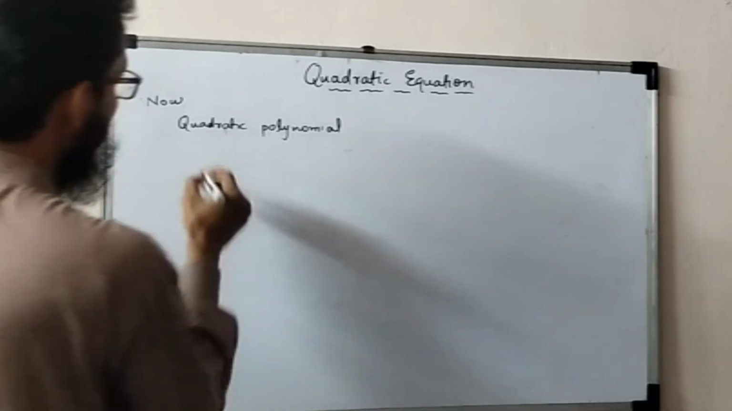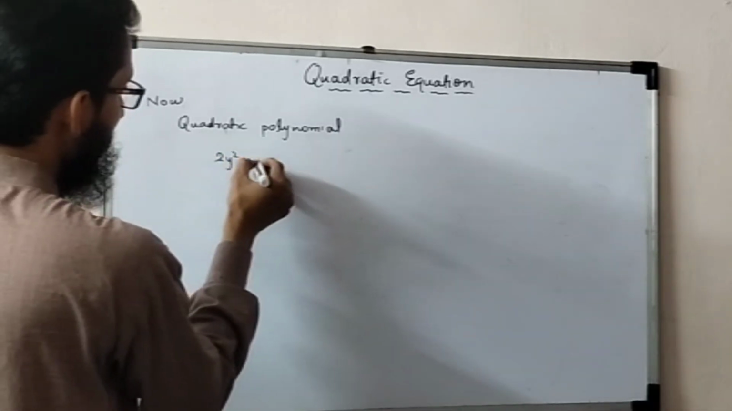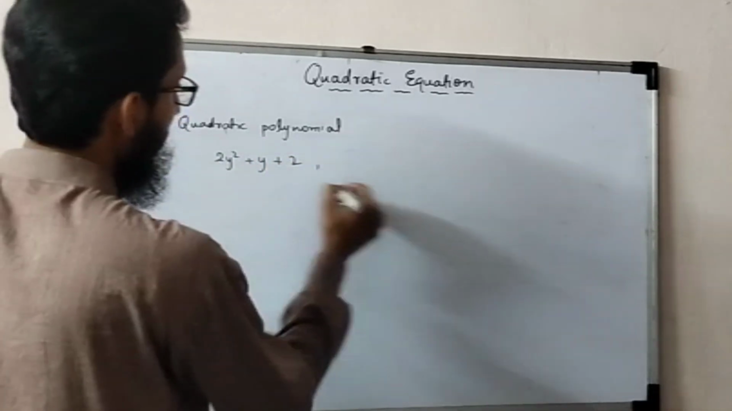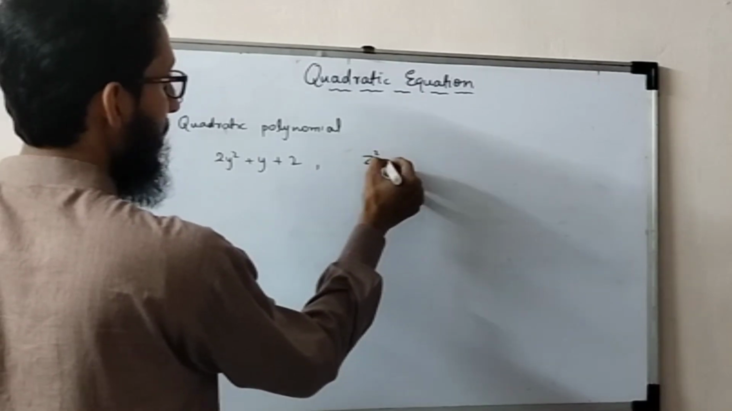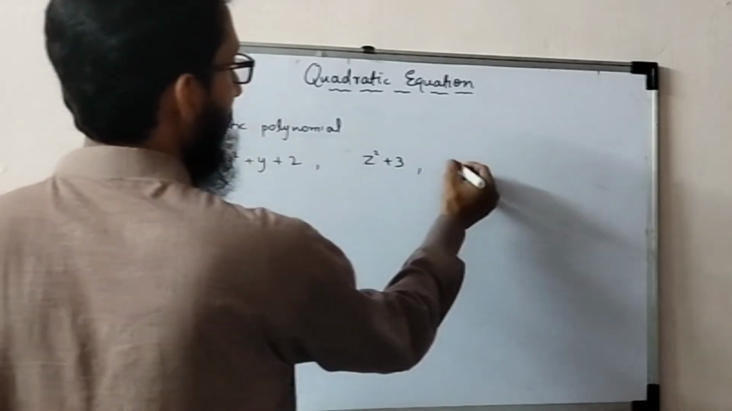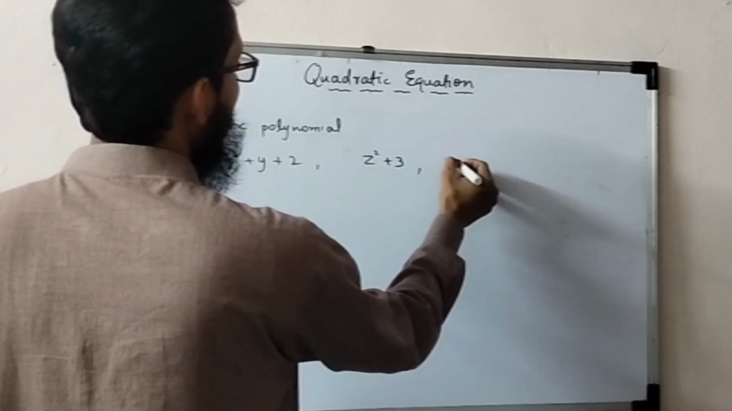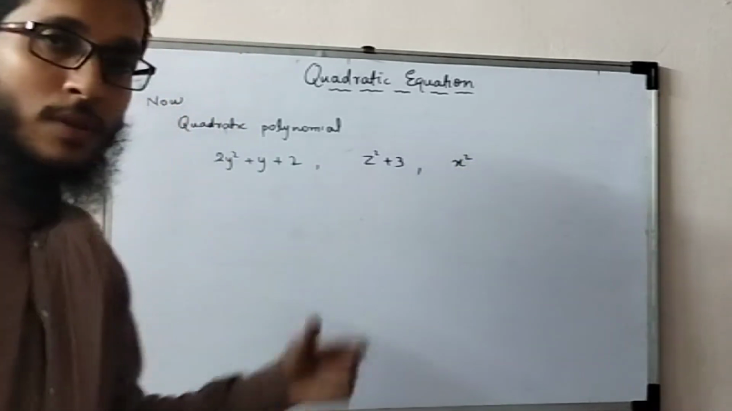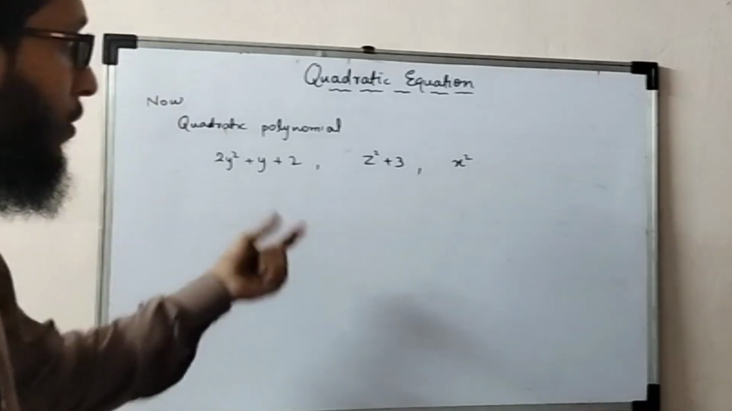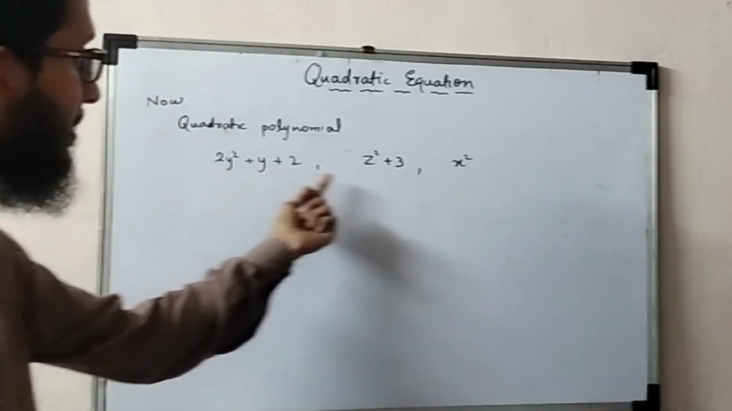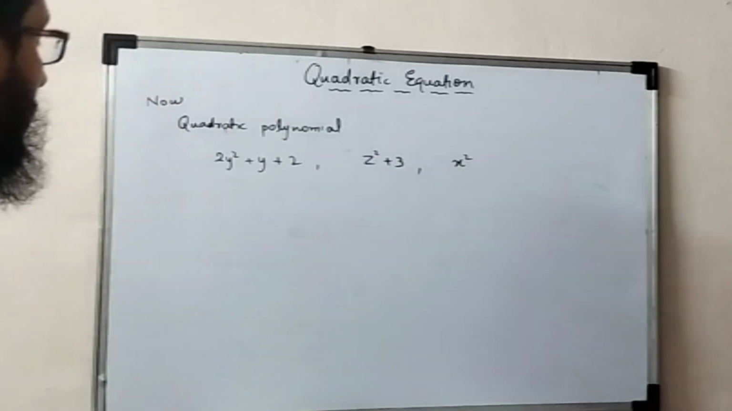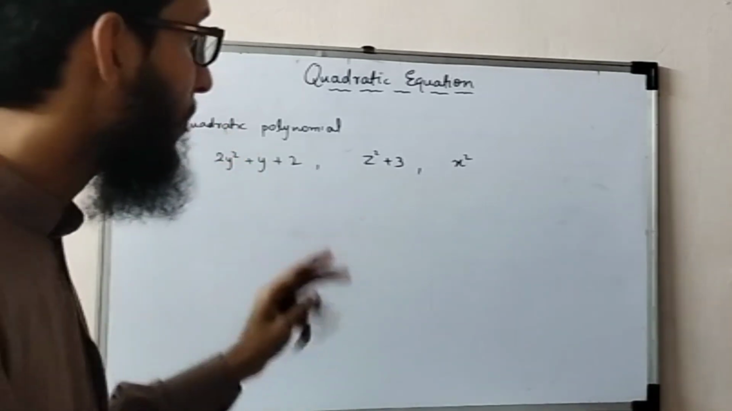And the examples were 2y square plus y plus 2. This is also an example of a quadratic polynomial. And z square plus 3. This is also an example of a quadratic polynomial. And you can say x square. This is also an example of a quadratic polynomial. A quadratic polynomial doesn't depend on the number of terms. If the terms are 3, if the terms are 2, or if only one term is there. Okay, so quadratic polynomial you might have understood.